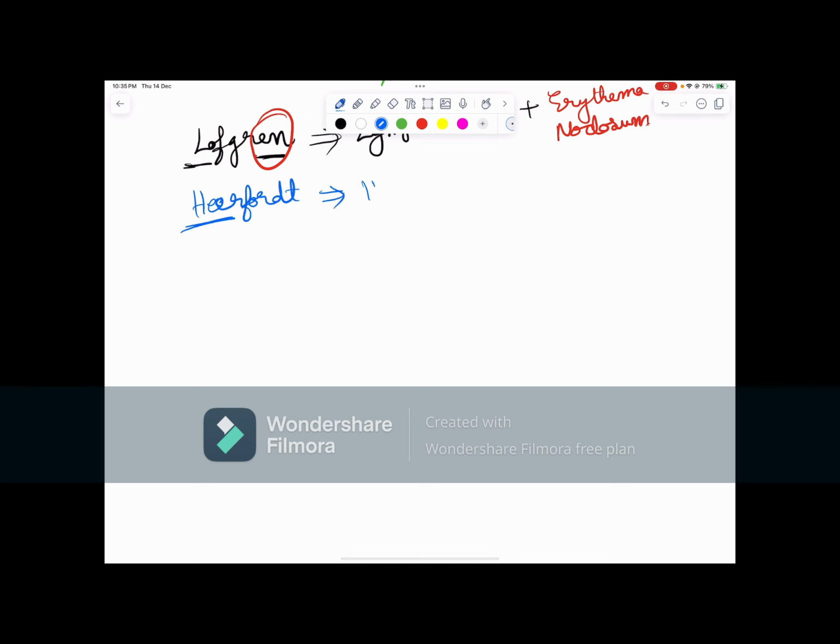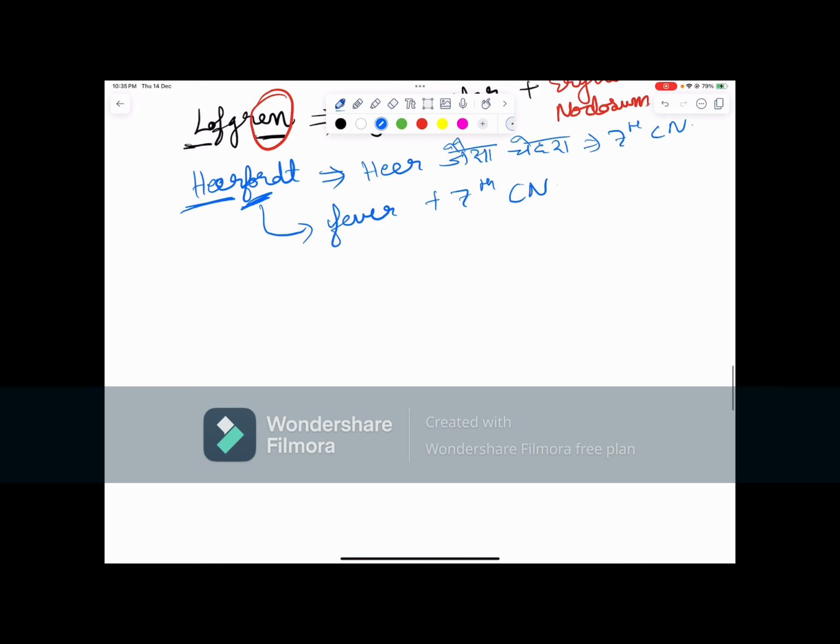That is the seventh cranial nerve. So here there would be fever plus seventh cranial nerve palsy, and it will not show other signs. Now what are the lab features? Laboratory features would be, see, sarcoidosis.